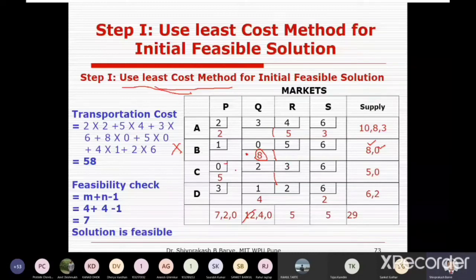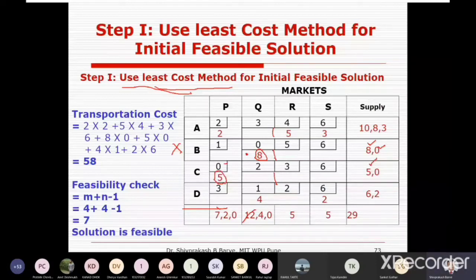which is the minimum value, because in the least cost method we have to allocate at the lowest cost value. So we have one more zero. Come to this zero and check supply and demand. Supply is 5, demand is 7. Consider the minimum of these two. So 5 is the minimum, allocate 5 here as it is.